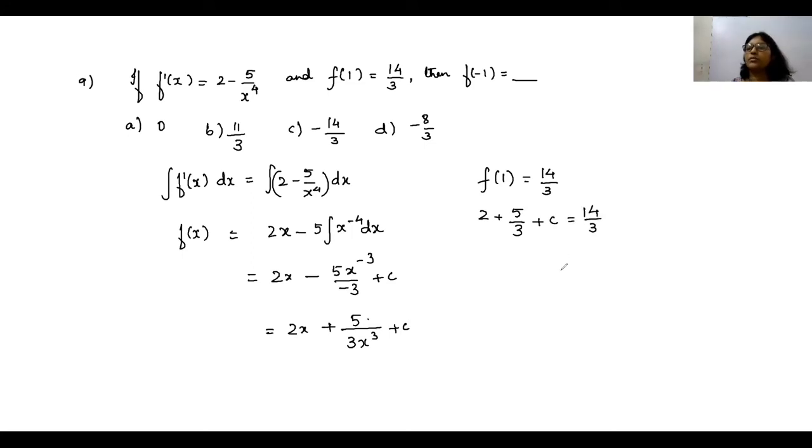Calculate to get c. Now f of minus 1 here. Minus 2 minus 5 by 3 plus 1. That is minus 6 minus 5 plus 3 upon 3. It's minus 8 by 3.